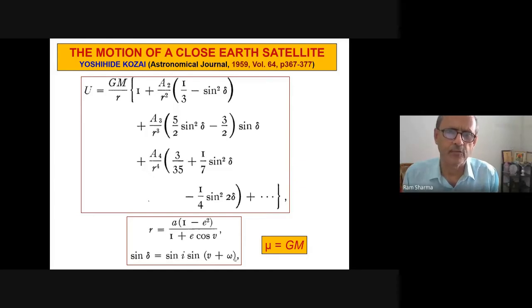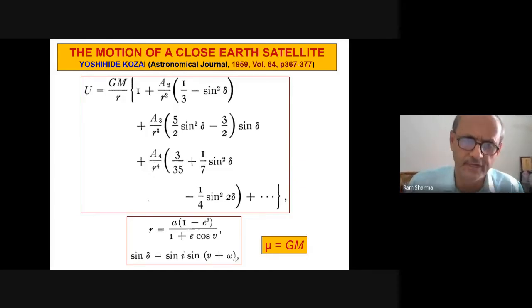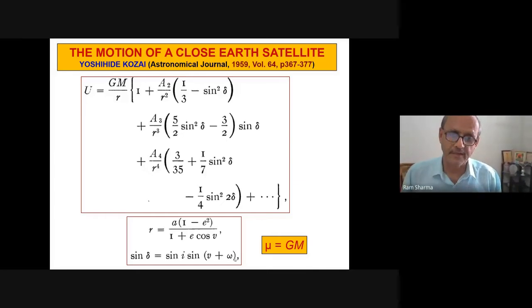So he has taken this A2, A3, A4, which are similar to J2, J3, J4, only you have to multiply by some 2 by 3, 3 by 2, like that. He has put them, and delta is the declination, which is defined in terms of inclination, true anomaly and small omega: sine delta is sine I into sine of true anomaly plus the argument of perigee. And R is your A into 1 minus E squared over 1 plus E cos, that is your radial distance in terms of the true anomaly. So he took J2, J3, J4, and he developed an analytical solution.